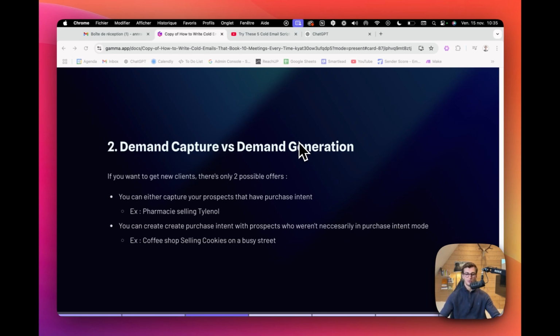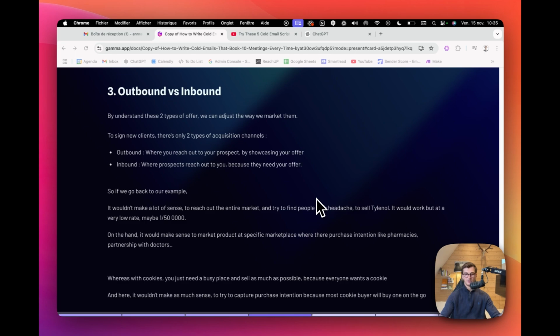Or you can create purchase intent with your prospects who don't even know they have purchase intent yet. As an example, selling cookies on a busy street. The person is going to buy a cookie, but before walking to that store, he didn't even know he wanted to buy a cookie. He just saw the cookie and it's amazing, so he wanted to buy it. Now, understanding these two types of offer, which one should you use?